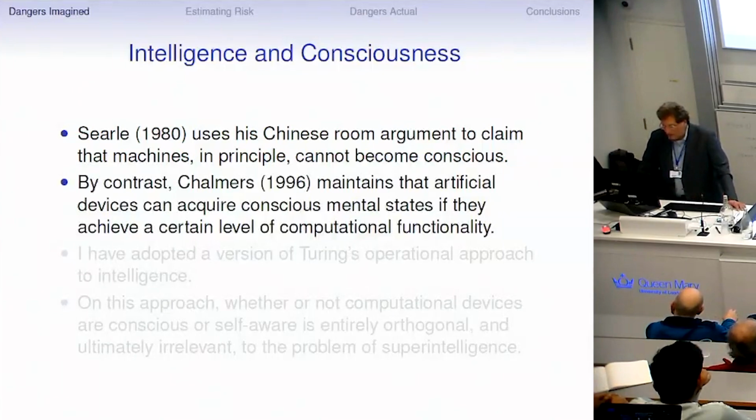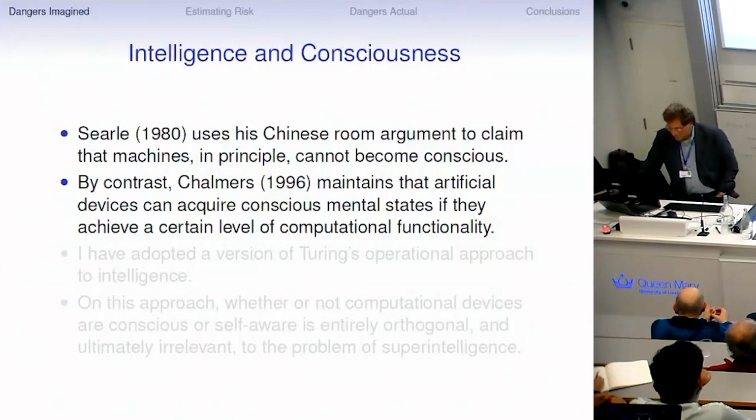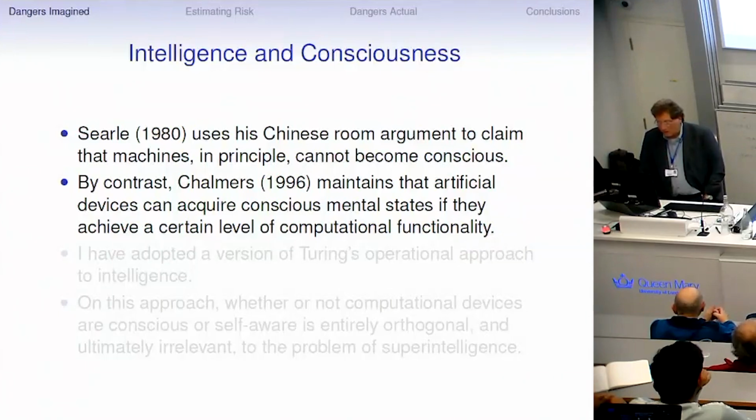By contrast, David Chalmers, another philosopher, an Australian, takes the contrary view. He says that artificial devices can acquire conscious mental states if they achieve a certain level of computational functionality. Now, there are two ways of understanding this. One is a trivial way. It's definitional. If an artificial device, like a computer, behaves according to certain functional criteria, you call it conscious. That's trivial. And in effect, Turing already anticipated this idea, that of a definitional use of that term.